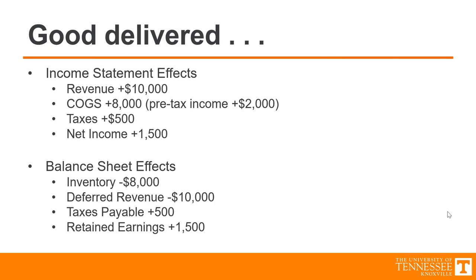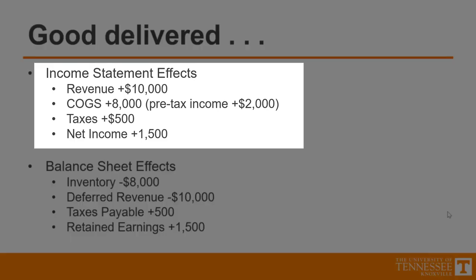Now, once the sale is consummated, when we deliver the goods, we are going to have, as I mentioned, the income statement effects occurring. So revenues will be $10,000 higher. Our cost of goods sold will also increase at that time by $8,000. So we'll have a pre-tax income increasing by $2,000. Because our tax rate is 25%, our taxes will be going up by $500. And the net income will be the residual $1,500 increase there.